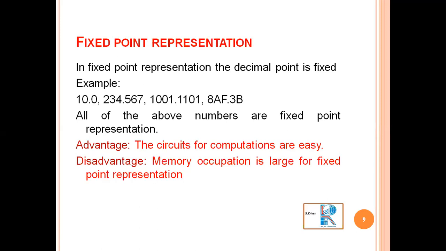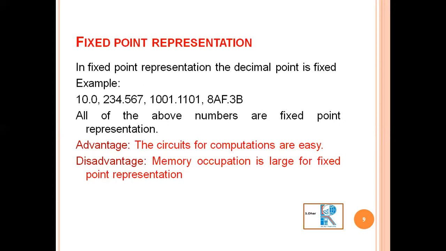So if I write a very large number, suppose we are writing 1 followed by 100 zeros. That means you require 100 positions. For 100 positions, you require 100 bits. And for the 1, you require 1 bit. That means 101 bits are required for a fixed point representation of 1 followed by 100 zeros. Clear? So this representation is very large, and it will take more memory in the system.